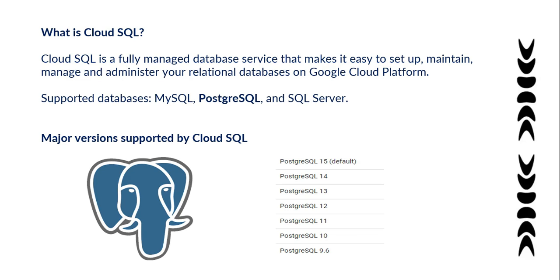Various DB engines are supported in Cloud SQL: MySQL, PostgreSQL and SQL Server. In this video we are going to cover PostgreSQL only. There are major versions supported by Cloud SQL. At the time of recording this video, Postgres 15 is the default. One important thing: when Cloud SQL intends to end support for a specific major version, it sends a notification to the project manager 12 months beforehand.